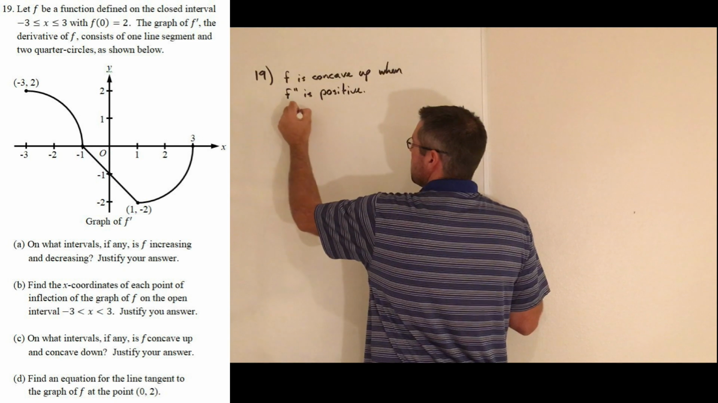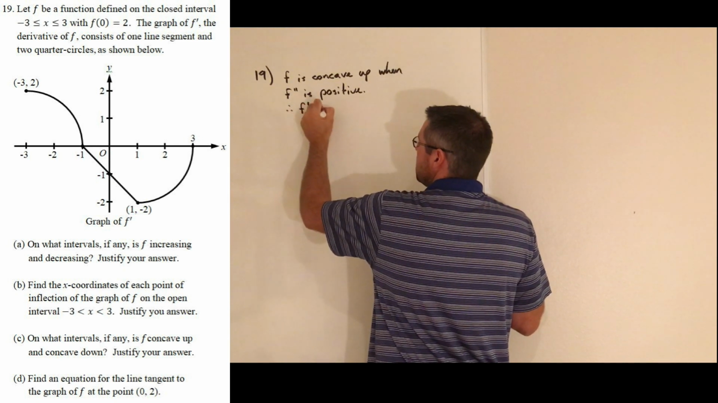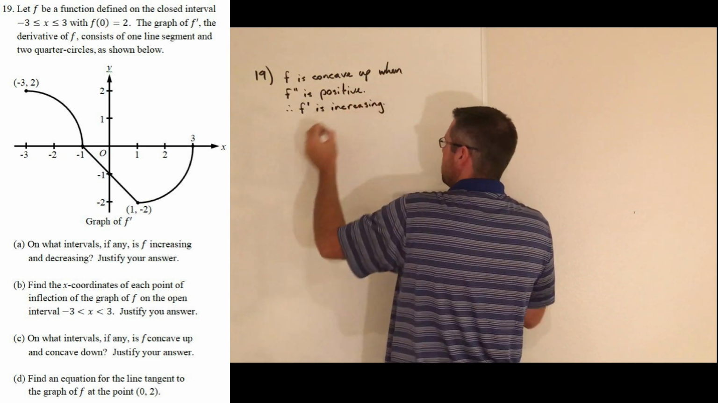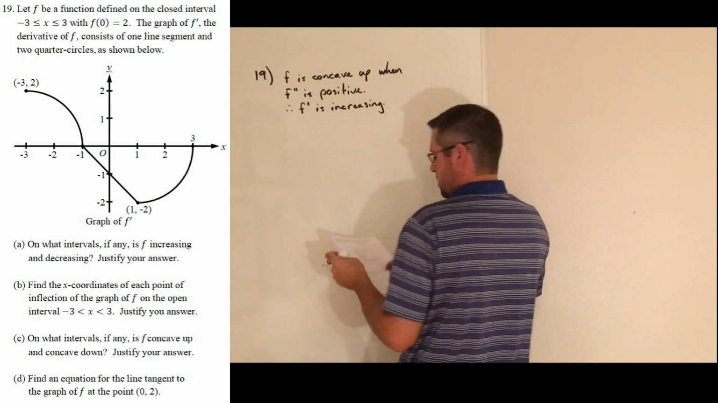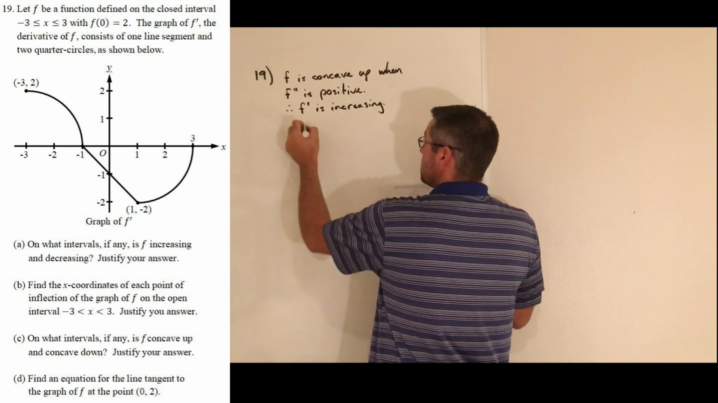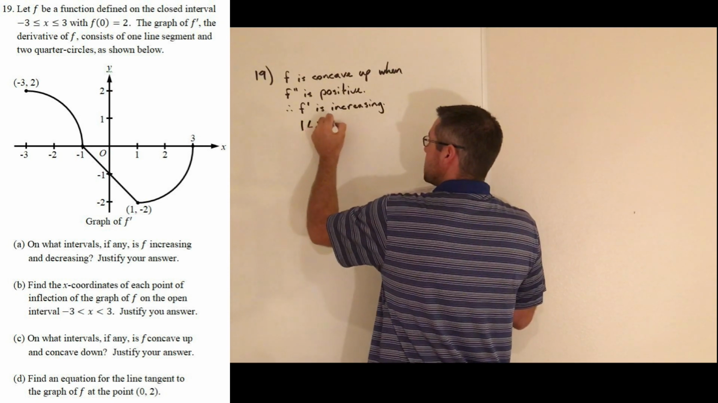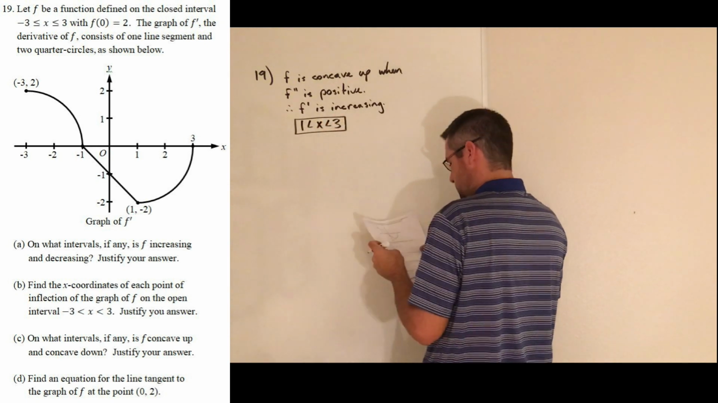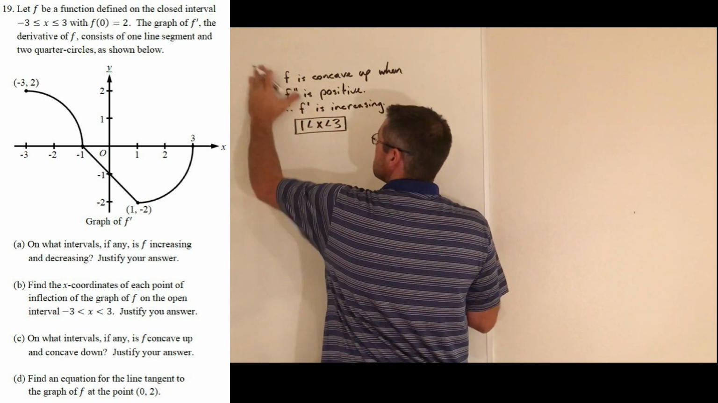So therefore, when f prime is increasing, that means our answer would be from 1 to 3. So 1 is less than x is less than 3. So that's our answer for the first part of C. This is C.